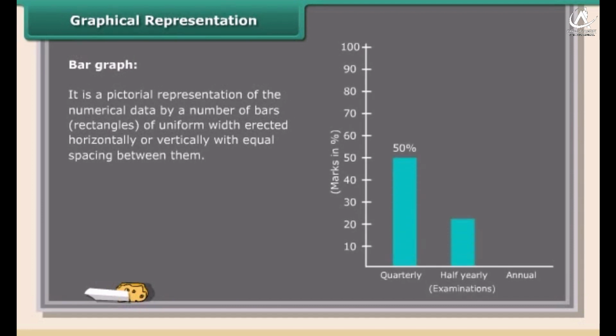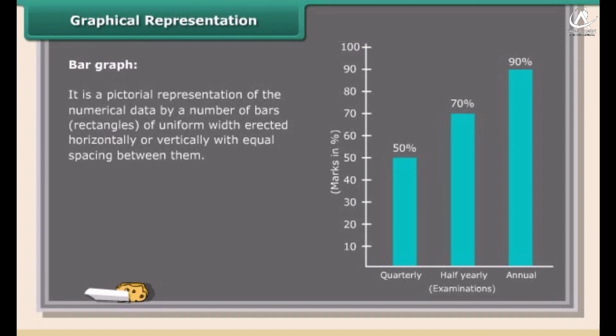Graphical representation. Bar graph. It is a pictorial representation of numerical data by a number of bars, rectangles of uniform width erected horizontally or vertically with equal spacing between them.